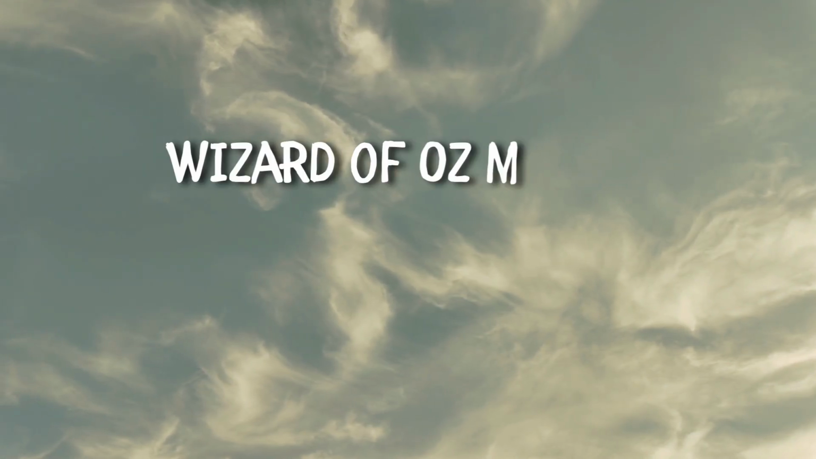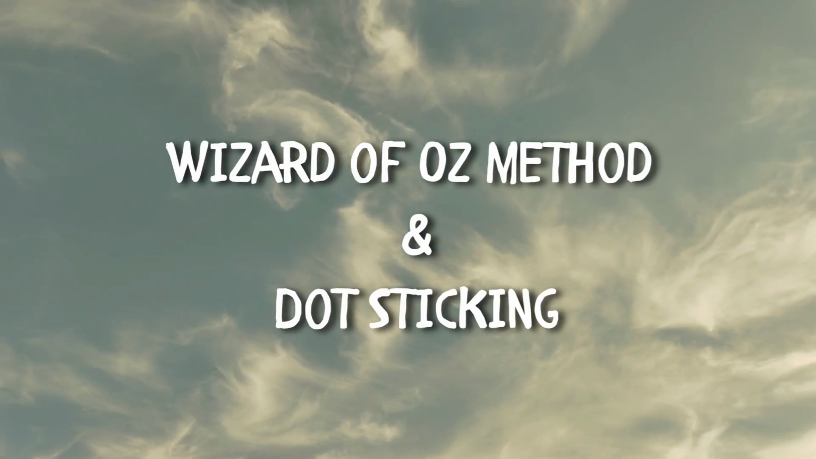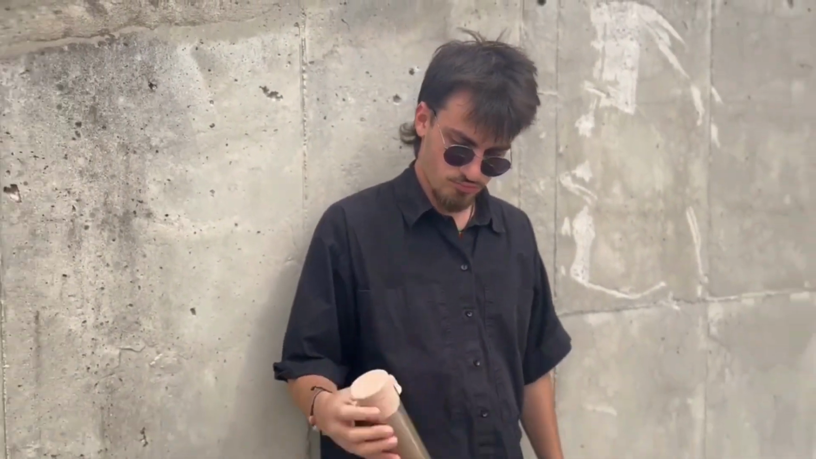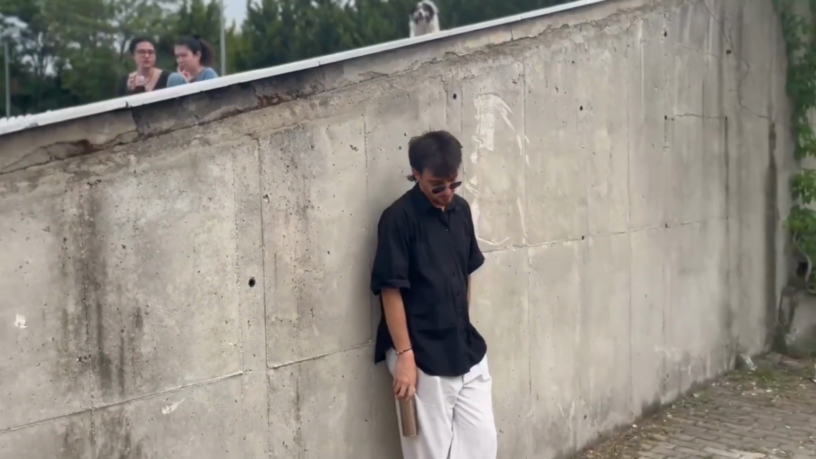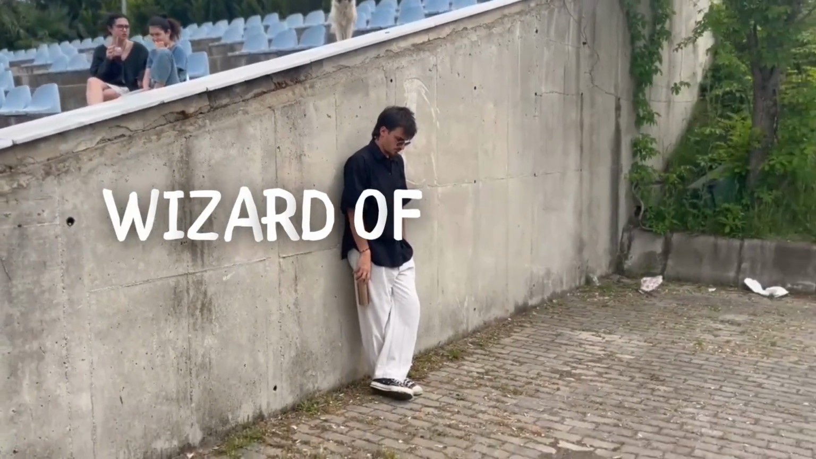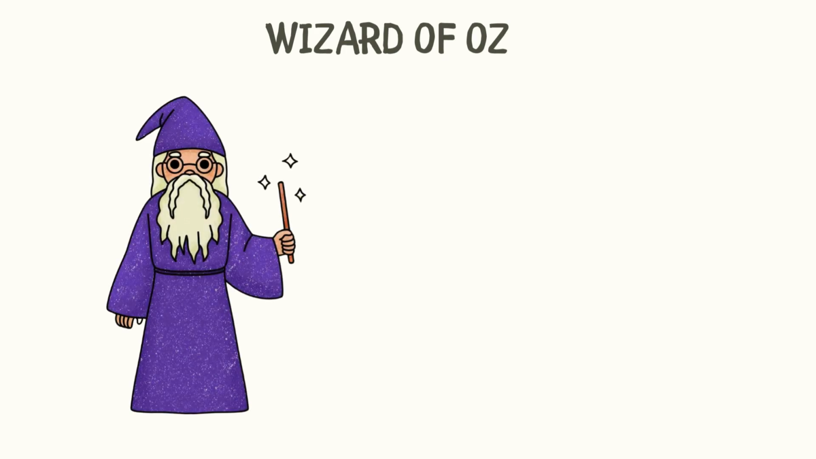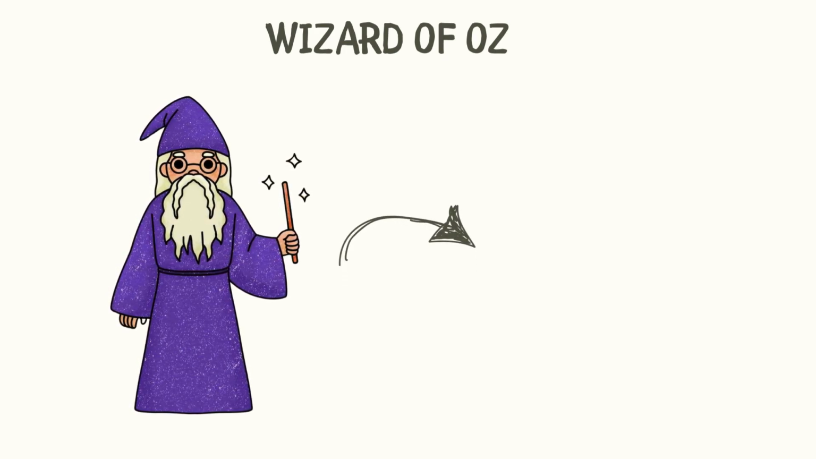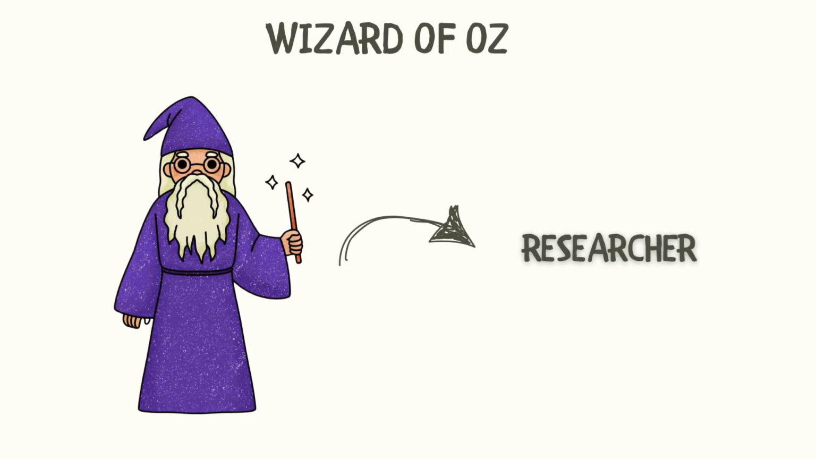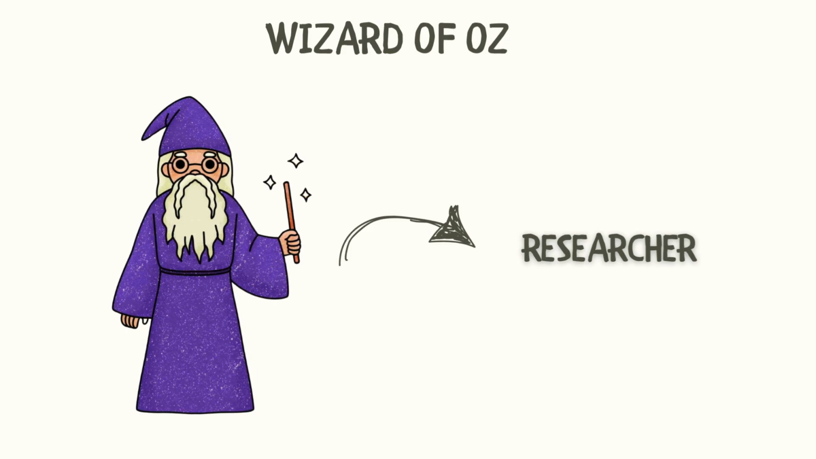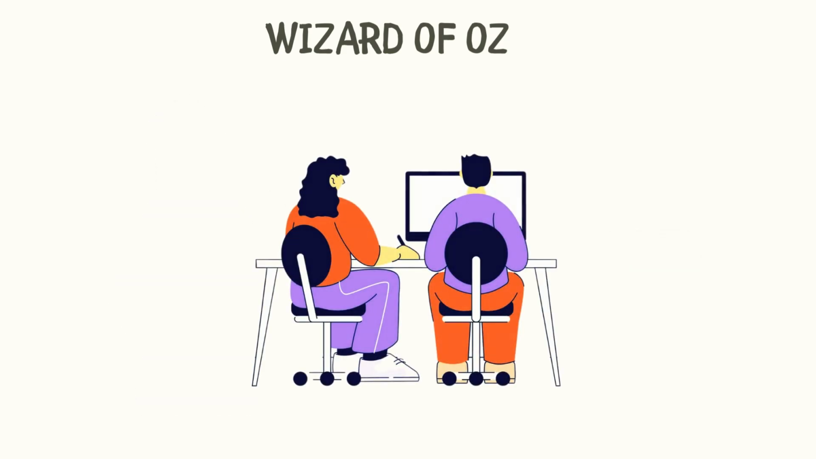Hello everyone. In this video, I'll be talking about two design methods. Did you know that behind the scenes of many things you see in life, there are people you never even notice? Well, the Wizard of Oz method is exactly about that. In this method, a researcher, also called the wizard, simulates system responses from behind the scenes, while the user believes the system is working on its own. The user experiences the interaction as if it's real, but there is actually someone behind the curtain making it happen.